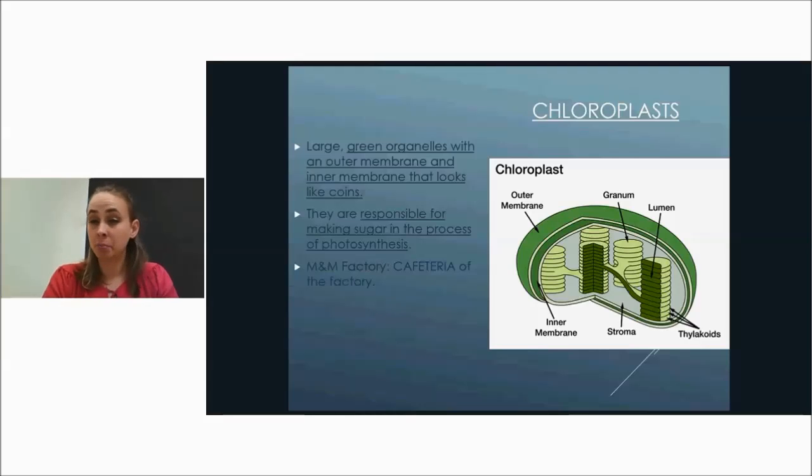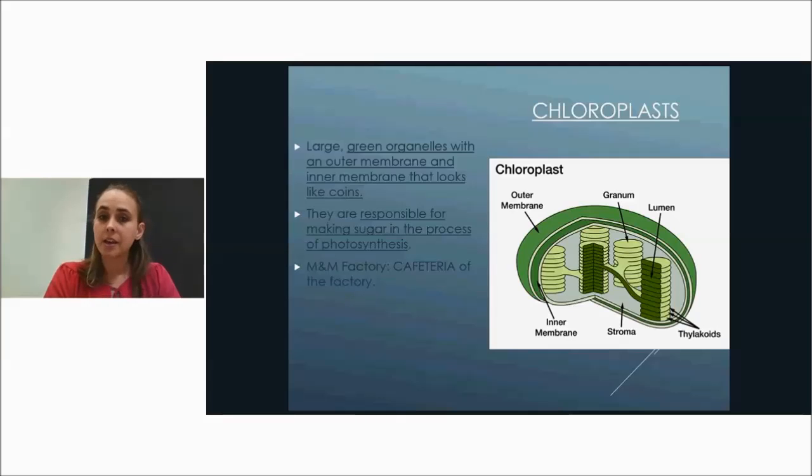Chloroplasts are only in plant cells. They're not in animal cells, and they are not in bacteria. They are large green organelles. They have an outer membrane and they have an inner membrane, and that inner membrane looks like a stack of coins. They're responsible for making sugar through the process of photosynthesis, and a byproduct of that is also oxygen, which we breathe. So the M&M factory analogy would be that it would be the cafeteria of the factory.